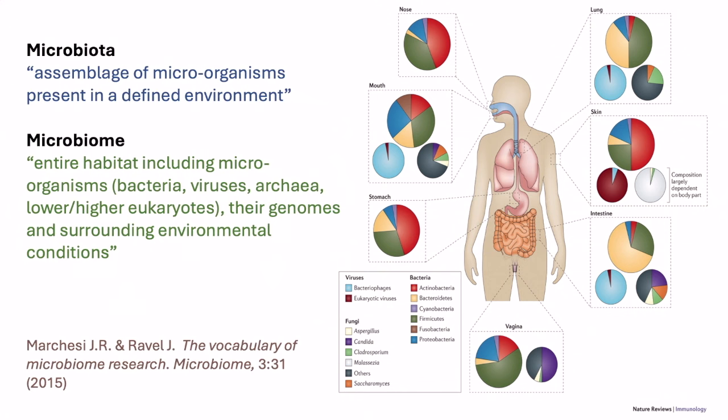In terms of terminology, you'll probably see these two terms, microbiota and microbiome, and most people use them interchangeably, though there is a subtle difference. Microbiota generally refers to the complete composition of who's there, whereas microbiome tends to refer to who's there, plus their genomes and the environmental conditions. But to be honest, they're pretty much used interchangeably.